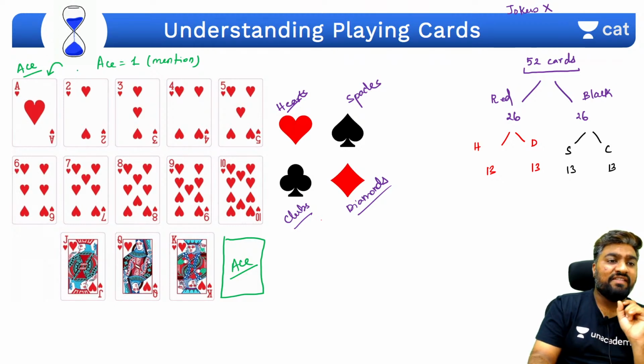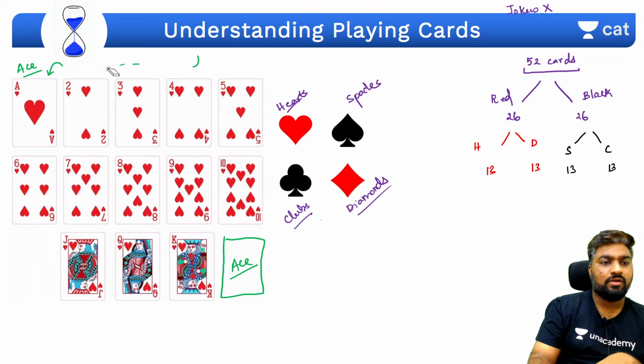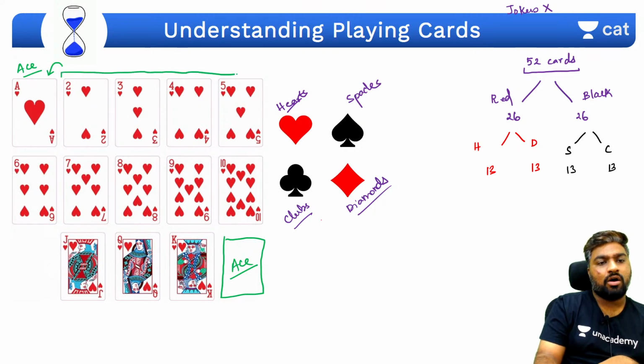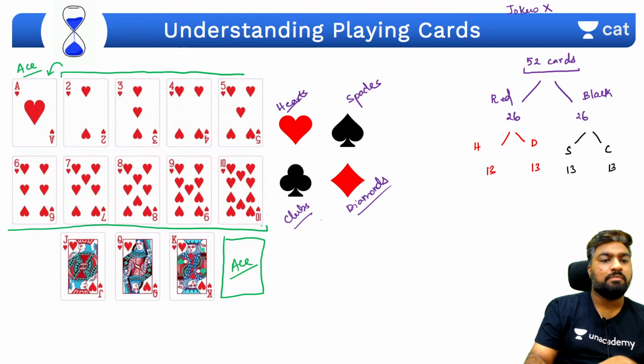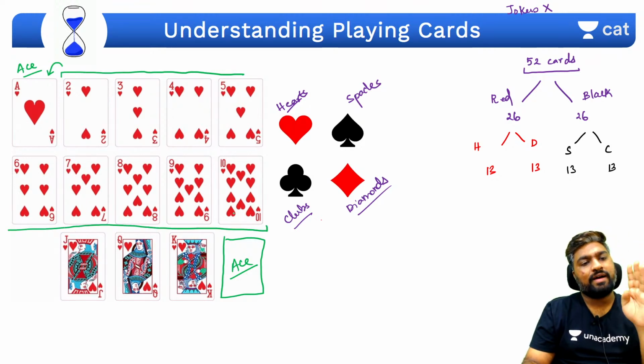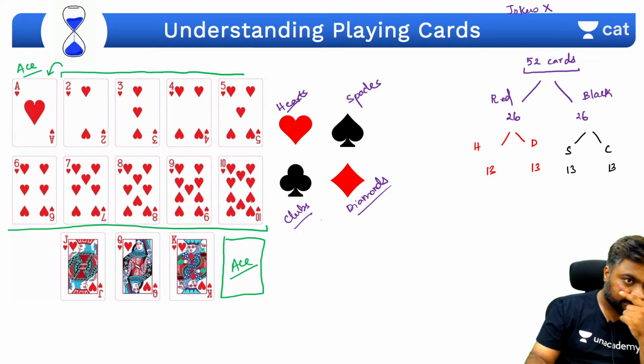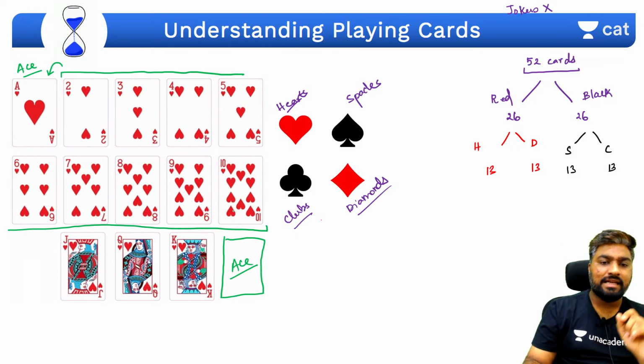So you have numbered cards, from 2 all the way till 10. How many numbered cards do you have? 9 numbered cards: 2, 3, 4, 5, 6, 7, 8, 9, 10. Got it? 9 numbered cards, right?